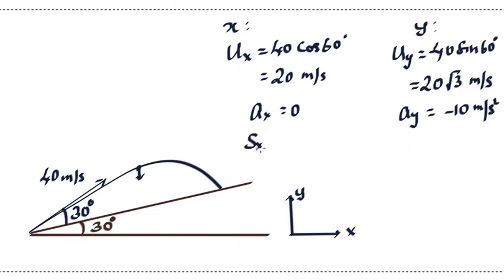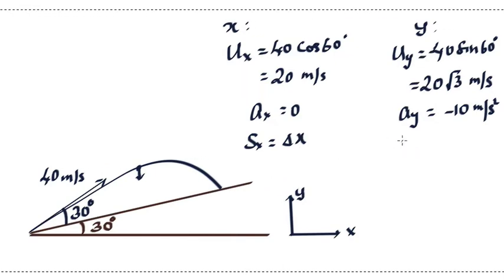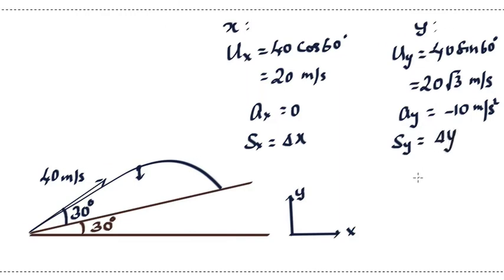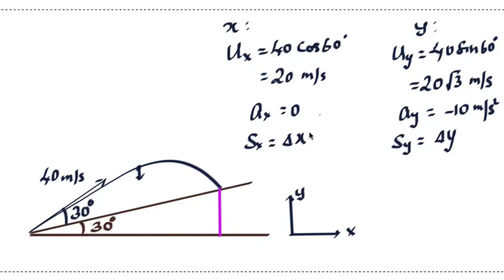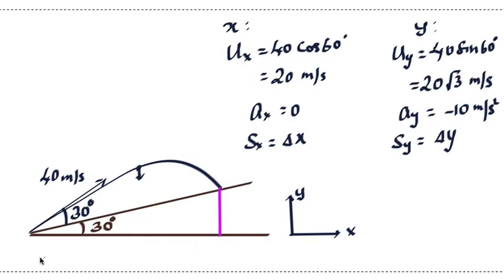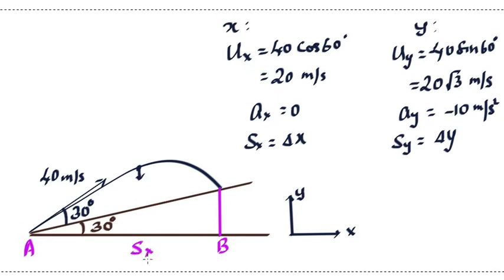Sx is nothing but the change in the x coordinate of the particle. Sy is nothing but the change in the y coordinate of the particle. This is the displacement in the y direction. This is the displacement in the x direction. So when the particle finally lands on the hill, if I drop a perpendicular there, the change in the x coordinate is this horizontal distance, AB, that is Sx, and BC is Sy.